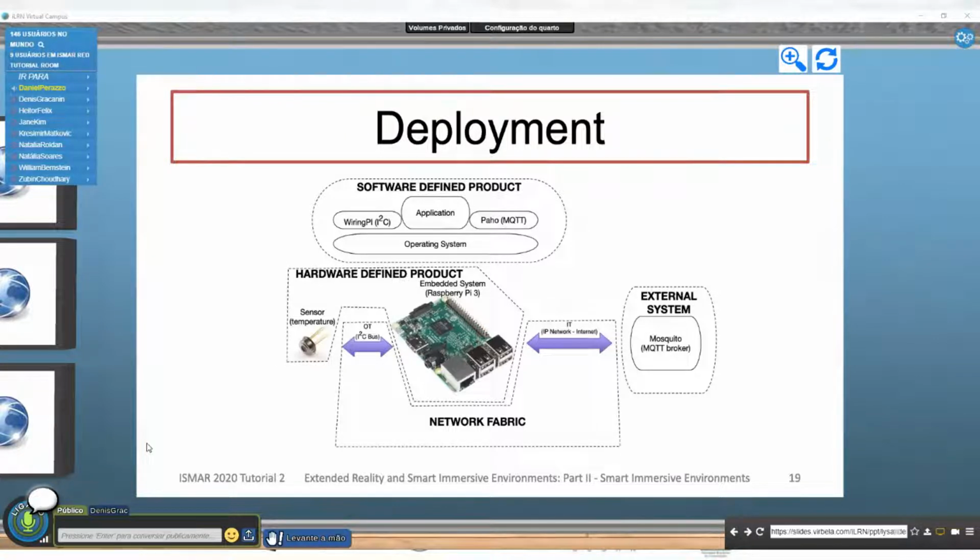To that embedded system, we connect a sensor, in this case a sensor measuring temperature. And now we have a network fabric that has two parts. One is the internal part, where we have communication between the embedded system and the sensor. Then we have the external part, the IT side, where we communicate between the embedded system, the network, and some external system that collects that information.